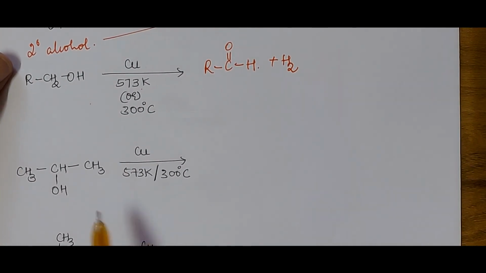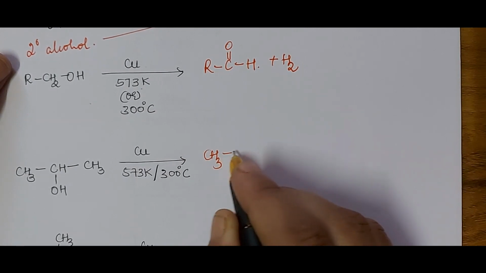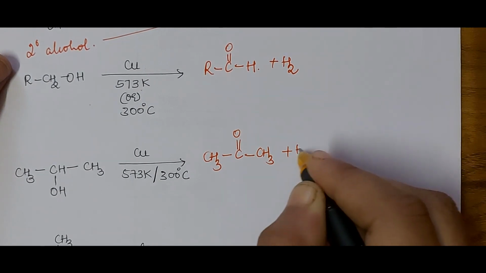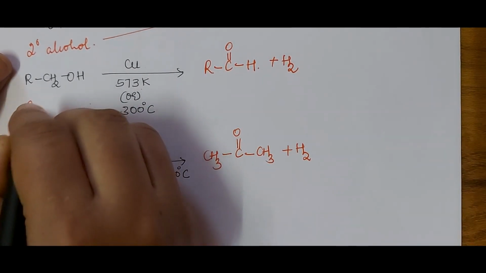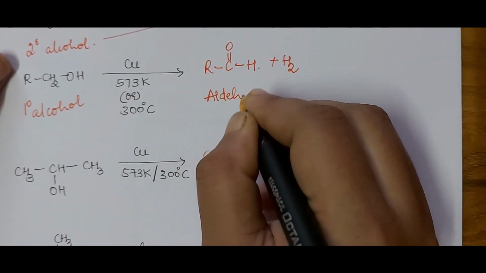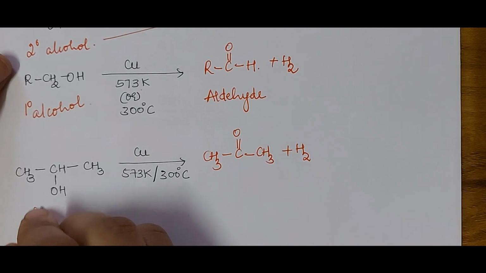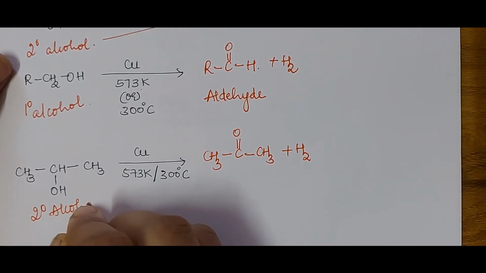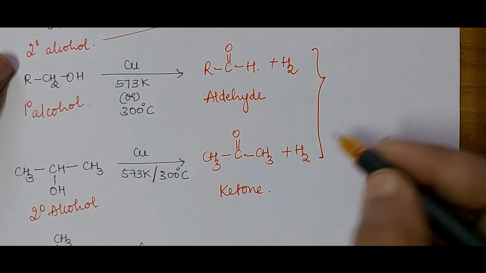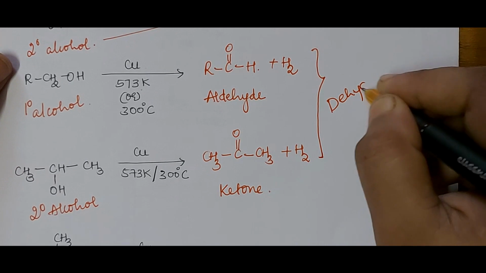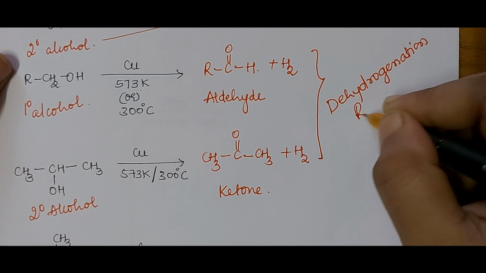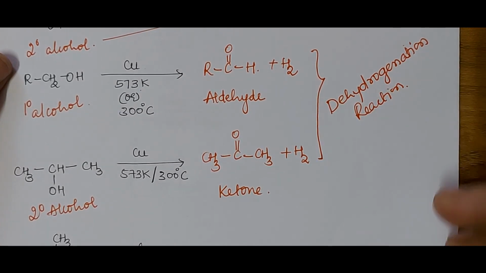In the same way, the secondary alcohol, that is isopropyl alcohol, results in the formation of ketone by the removal of hydrogen, and hence we say that it forms a ketone. Primary alcohol forms aldehyde, whereas the secondary alcohols always form ketone, remember it. And these both reactions include removal of hydrogen, hence we call them dehydrogenation reactions. So dehydrogenation reaction occurs here and the resulting products are aldehyde and ketone.